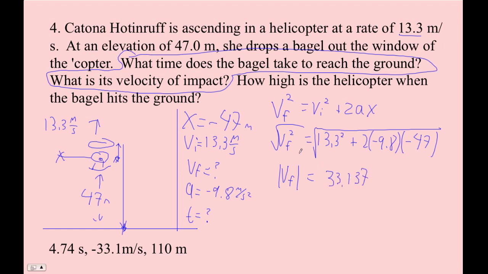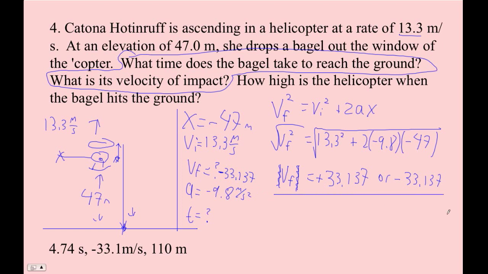Now, what that means is that it could be positive 33.137 or negative 33.137, right? If I take off the absolute value thing. The final velocity is positive that or negative that. When it's striking the ground, though, it's definitely going down, right? So the only answer that makes sense is negative 33.137, okay?